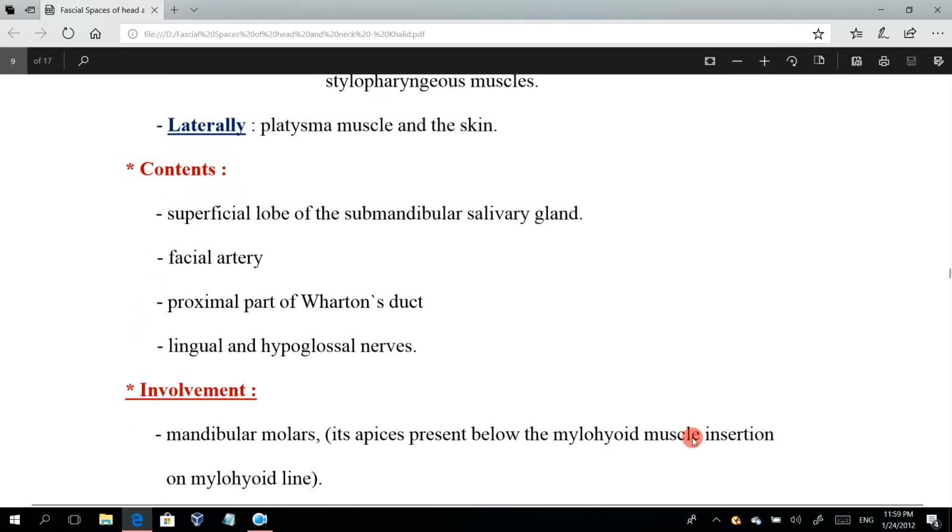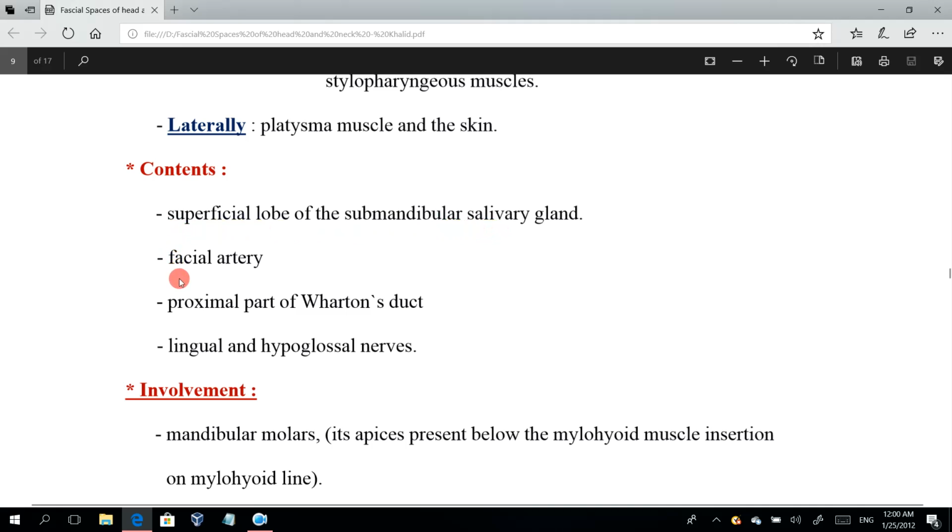What are the contents of the submandibular space? The contents include the superficial lobe of the submandibular salivary gland. If you remember the submandibular gland, it has two lobes, superficial and deep lobe. The superficial lobe of the submandibular gland is one of the contents of the submandibular space.